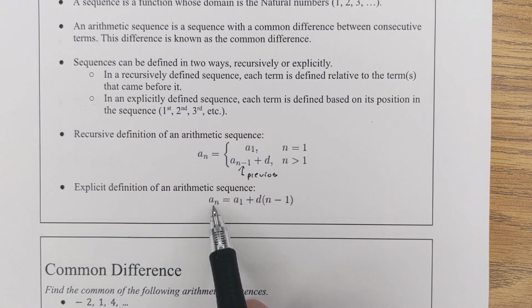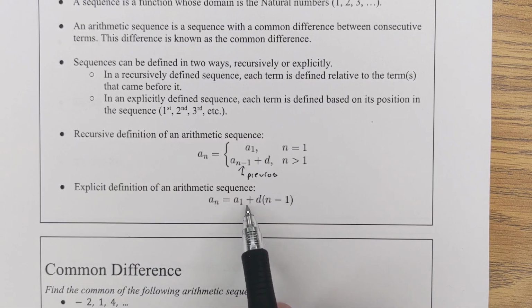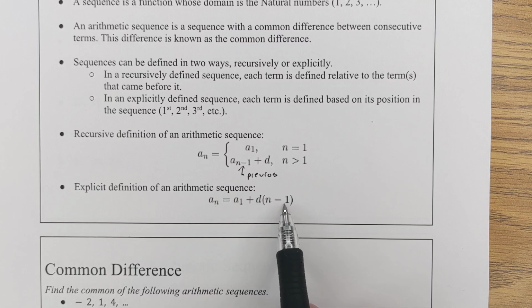For the explicit definition, any term is related to the first term plus the common difference times n minus 1. So if I'm looking for the third term, I plug 3 in for n.